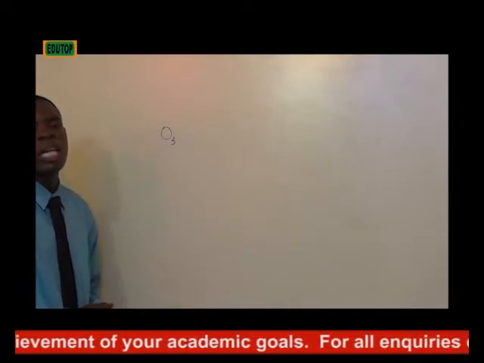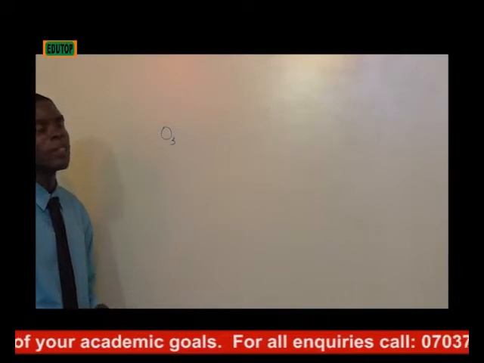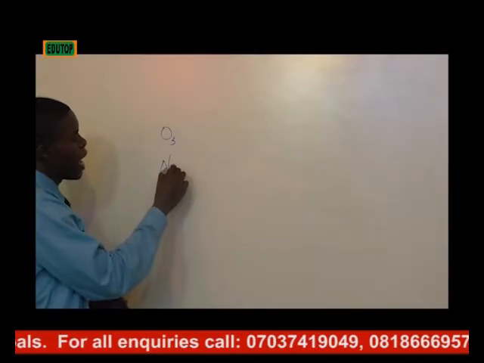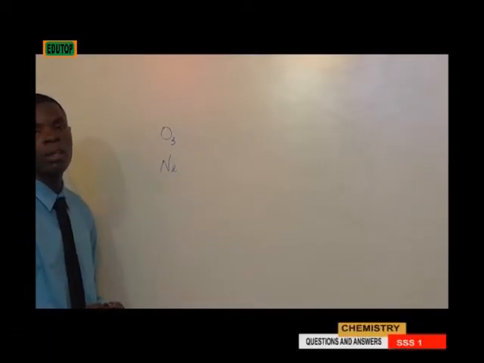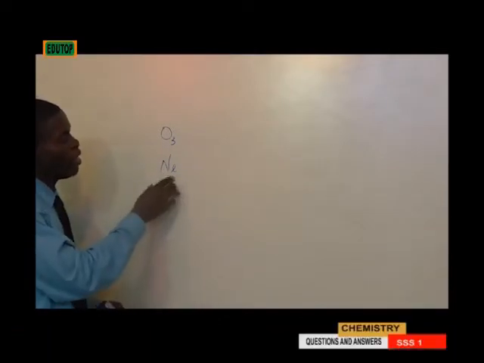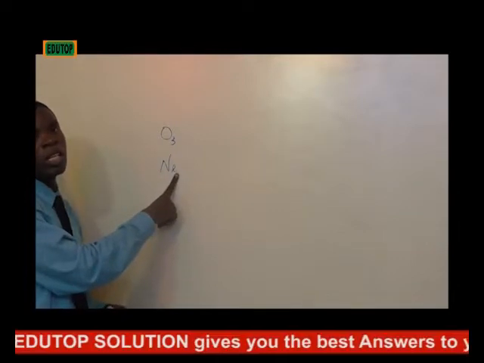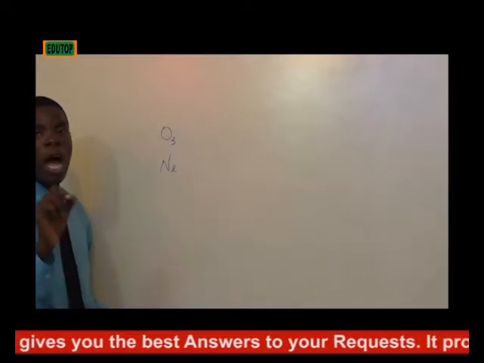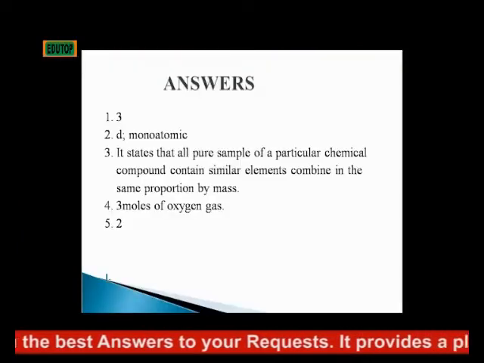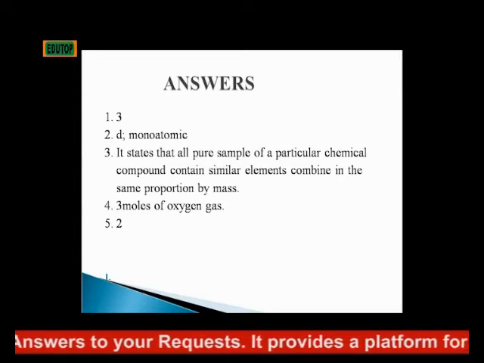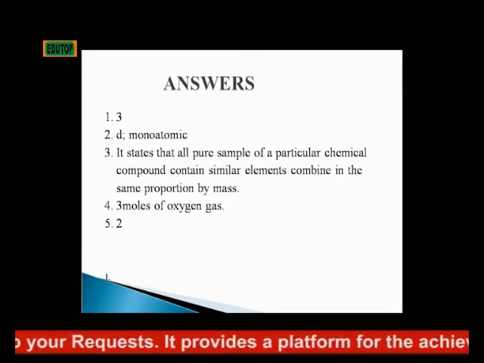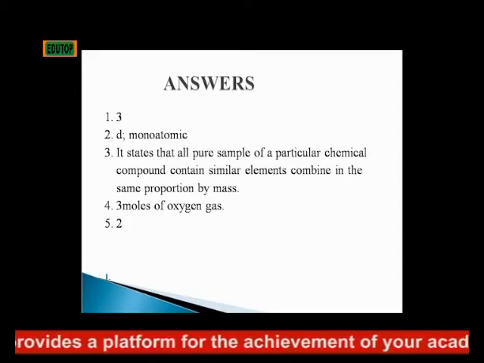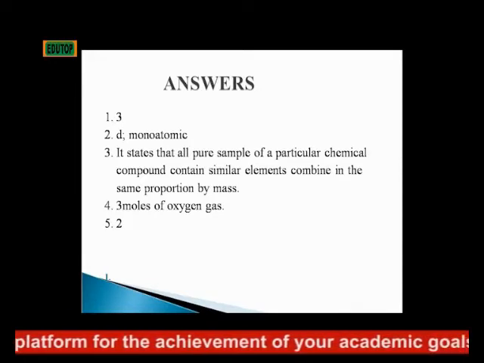Question 2. A molecule of neon is, what is neon? Neon is a noble gas with the formula Ne. Here you can see that it's only 1 atom that is here, making it what? Monoatomic. When you have 1 atom in chemistry, it is known as mono. Mono means 1. Therefore, the answer to this question is option D, monoatomic.